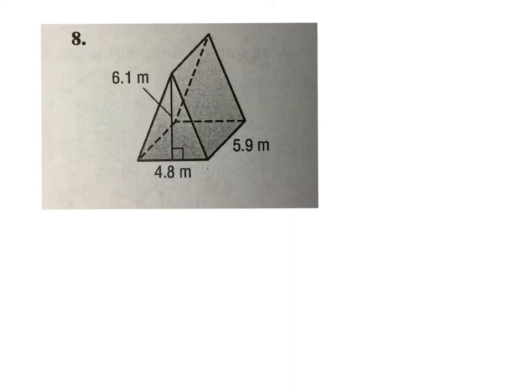Now the most important part is identifying that base. This is a triangular prism. So that means that triangle right there is the important part. Now if you read the directions on this, it says estimate. Estimate means, hey, I'm going to change that to a 6. I'm going to change that to a 5. And I'm going to change that to a 6. Because I'm estimating. It's easier.